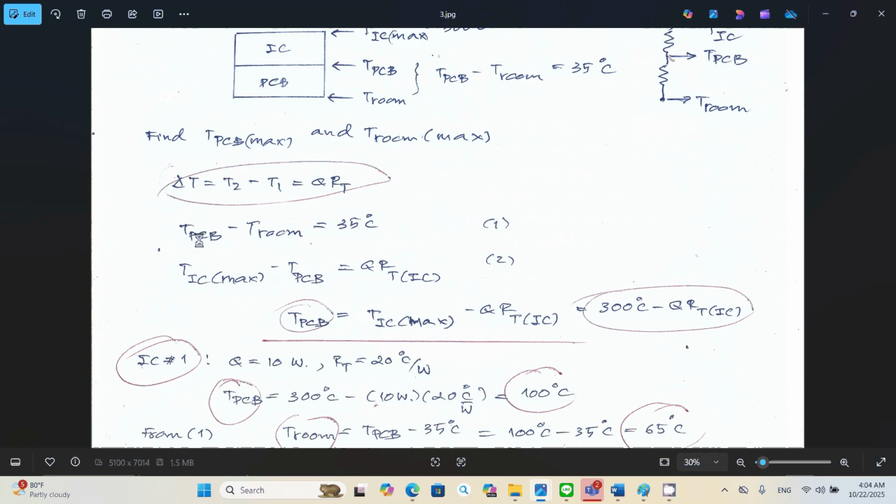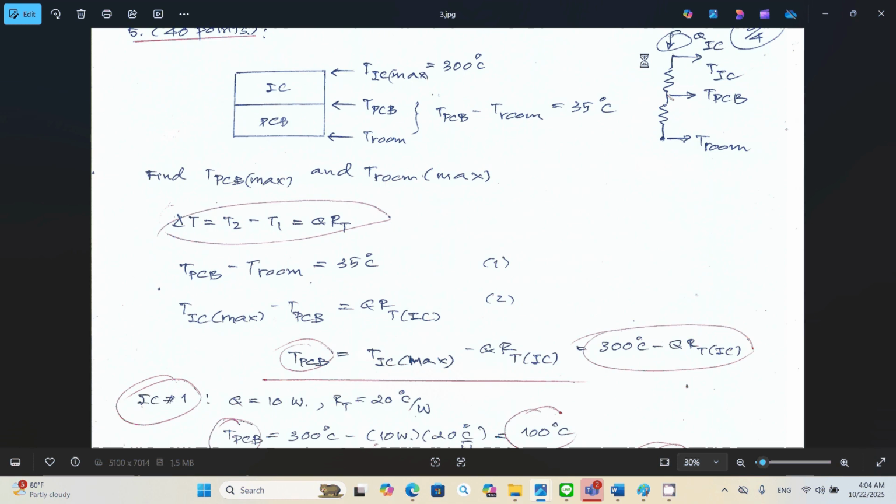And you set up the first equation, TPCB minus T room temperature, that's the 35 degrees Celsius. That's given. And then from the thermal resistance network, you have the heat dissipation from the IC. And you take a look at this one. Your TIC minus TPCB, of course, is going to equal QRT, where RT is the thermal resistance of your IC, or silicon in this case.